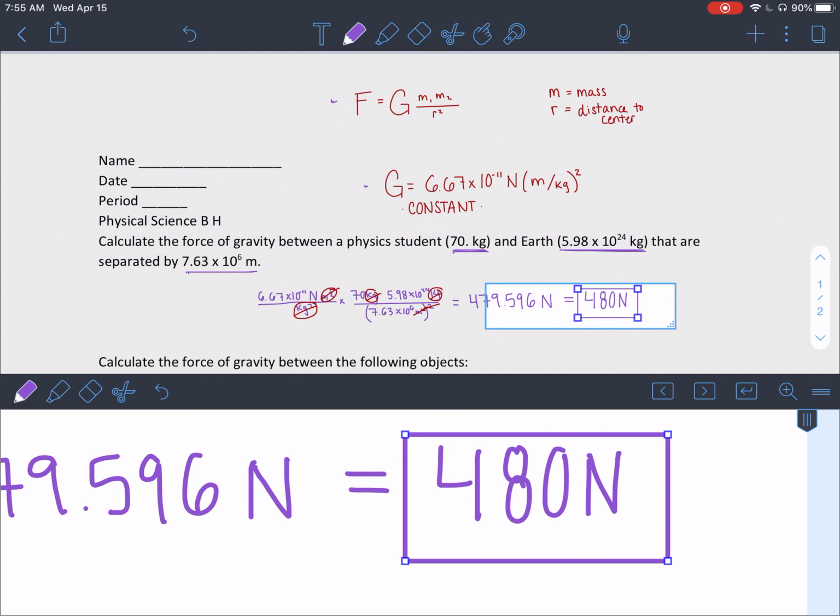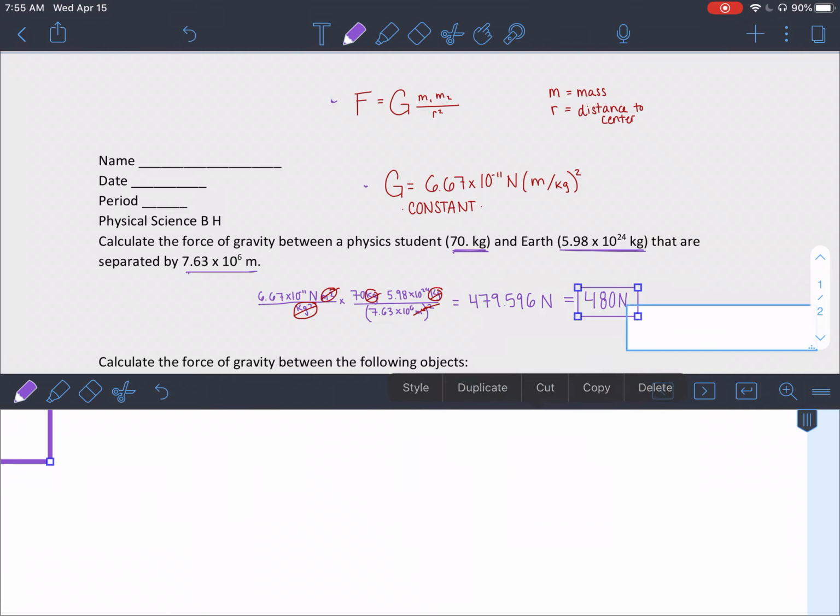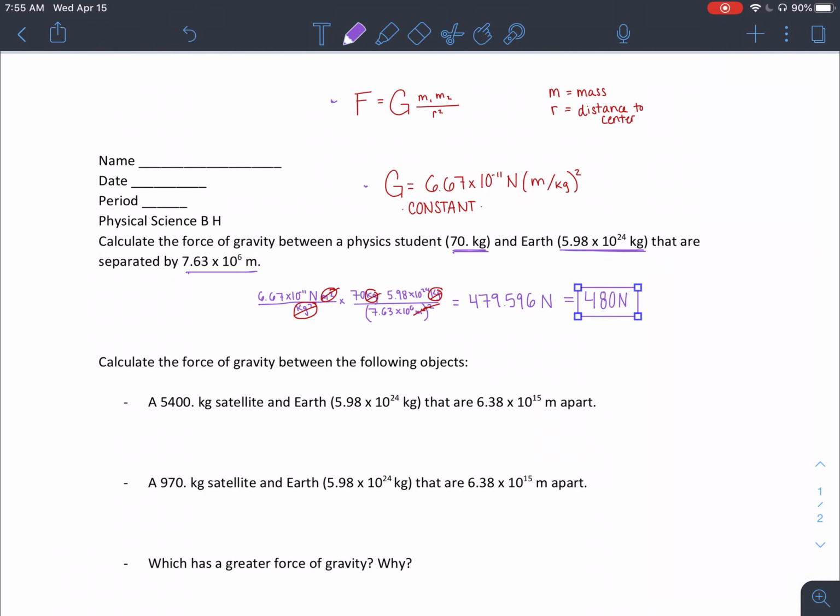All right, make sure to write this one down as an example to go off of. Definitely recommend having all this information at the top as well, just in case you need it.